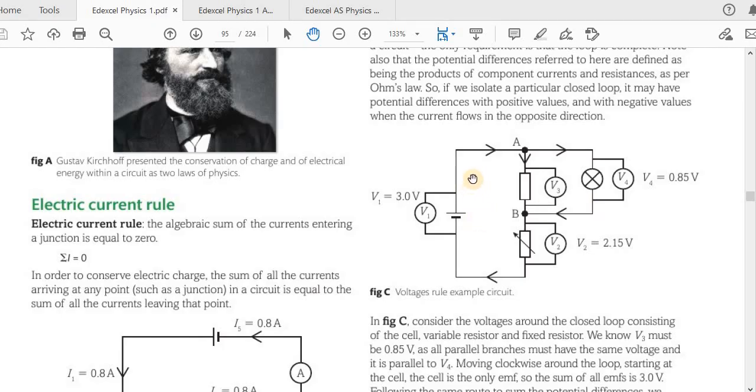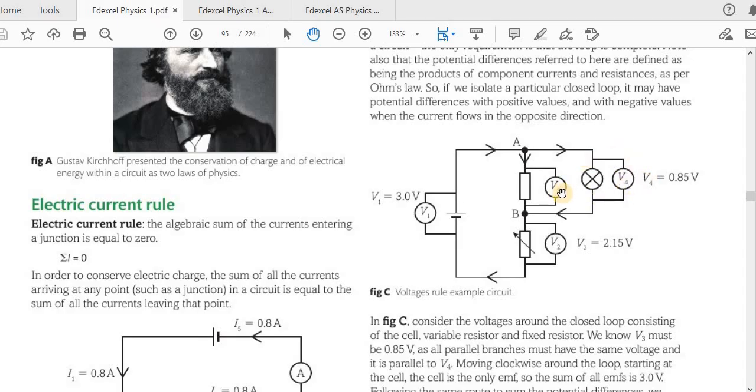So what you know is that around a loop, we will consider this loop first. The biggest loop that we have here is this one. The potential difference across the cell is given, 3 volts. So the potential difference across this should be 3 minus 2.15, because when you go around this loop, the sum of EMFs should be equal to the sum of potential differences, and these are in parallel. We don't need to consider this because we are just considering this loop. You can verify afterwards that it is 0.85.